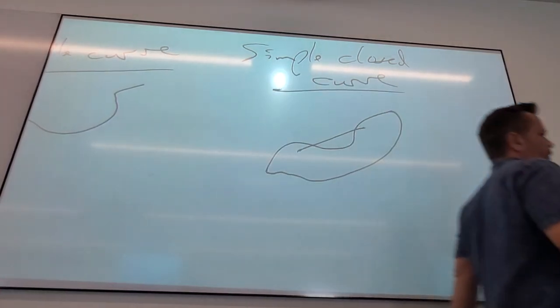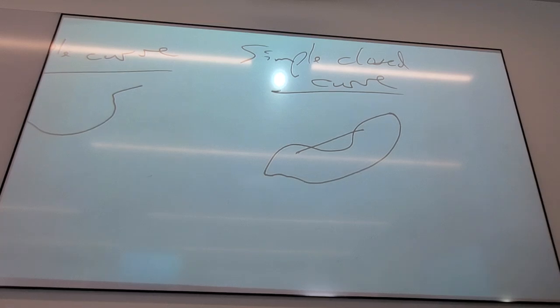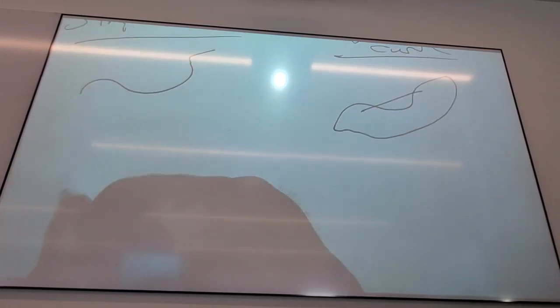What was the other thing I said up here? Convex, simple, closed curve, and n-gon. Yeah. How about this? Is this a simple curve?